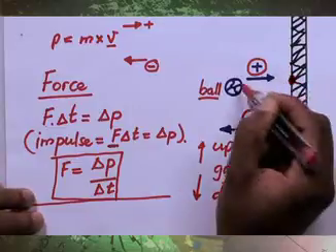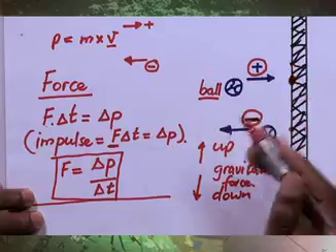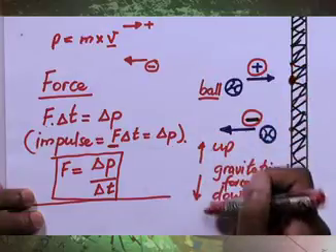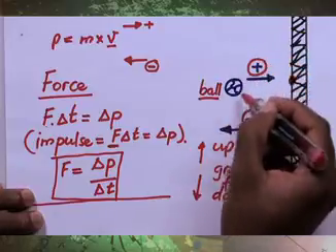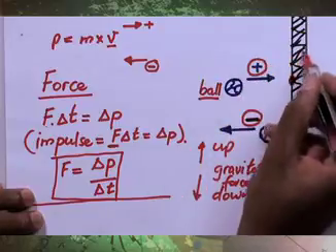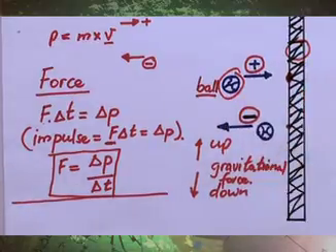So the force is either between objects like that, or we can have it as a gravitational force, which is a force in an up and down motion. And even here, the gravitational force is between this object and that object. Remember, between any two objects.